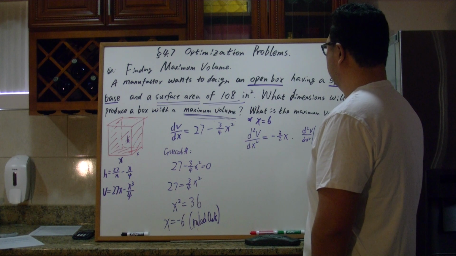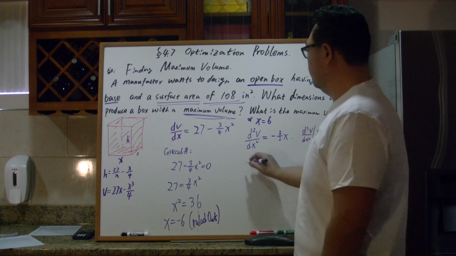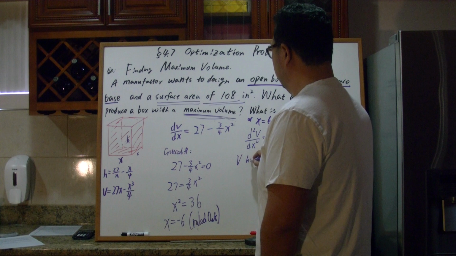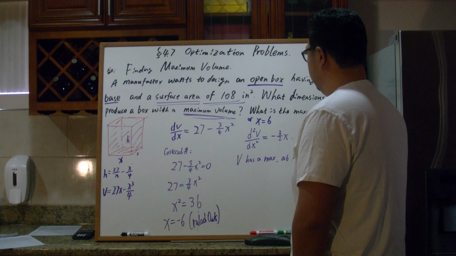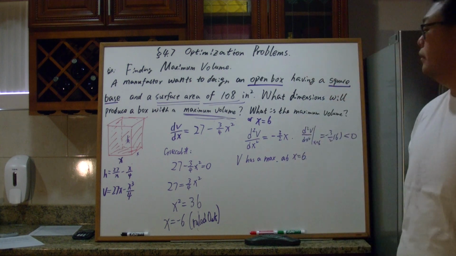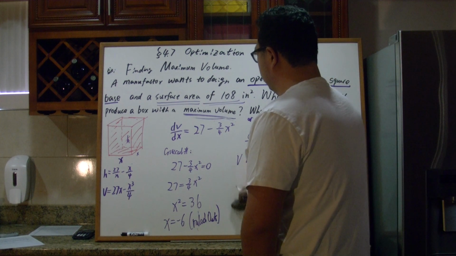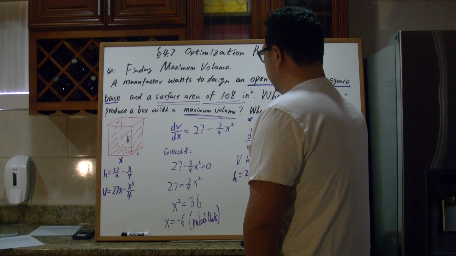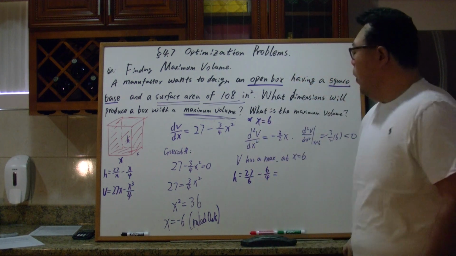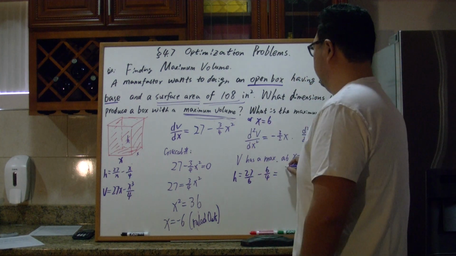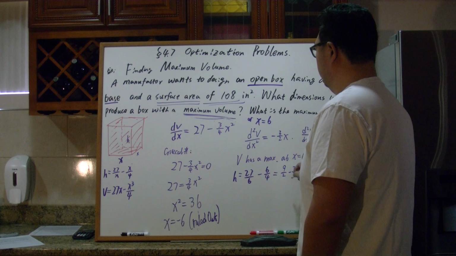Evaluate at x equals 6: negative 3/2 times 6 is a negative number. So the volume V has a maximum at x equals 6. Right, so the dimension, not yet the dimension, we need to find out h. h is 27 over 6 minus 6 over 4. That is what? 9/2 minus 3/2, which is 3.